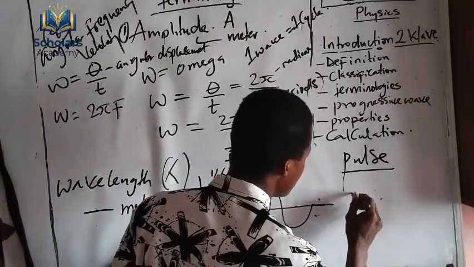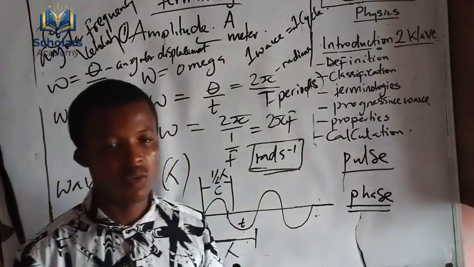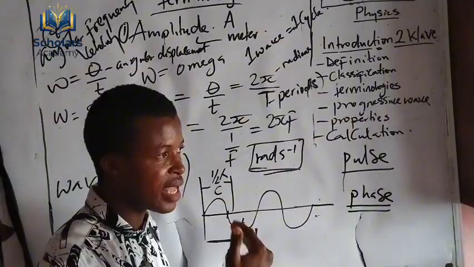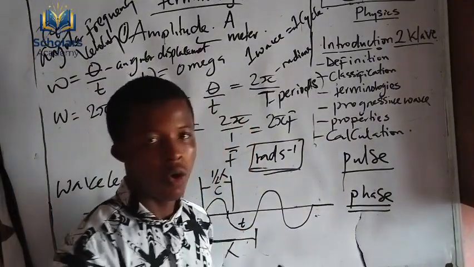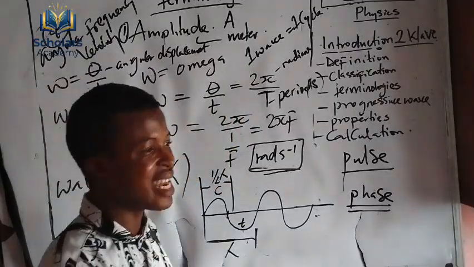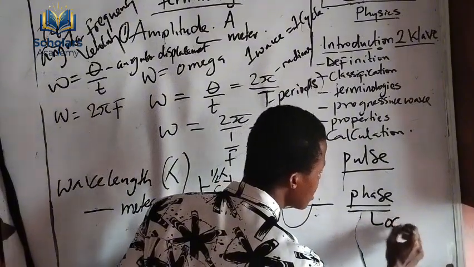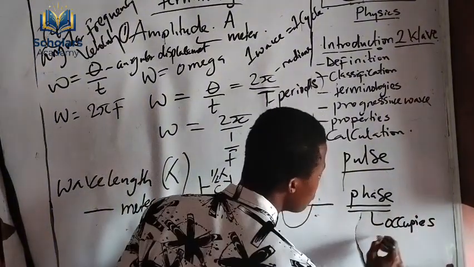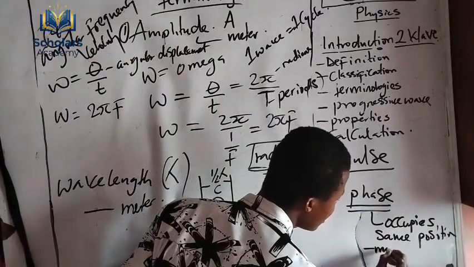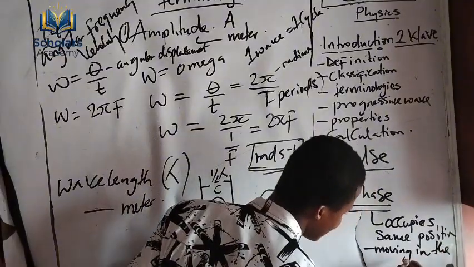Then another thing we talk about is phase. Now for phase, you have to actually understand that we can have phase and we can also have anti-phase. We normally use the term that something is in phase or not in phase. Now if I say two particles, that's particles of a wave, are in phase, it simply means that those two particles occupy the same position and are moving in the same direction.